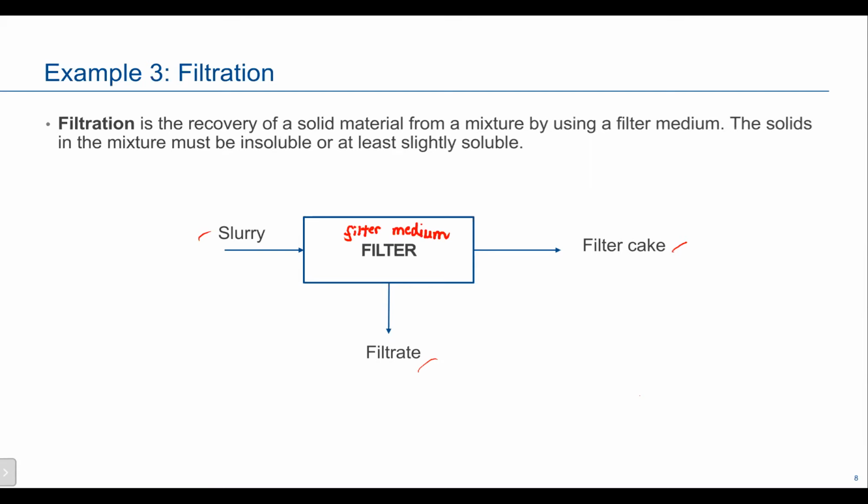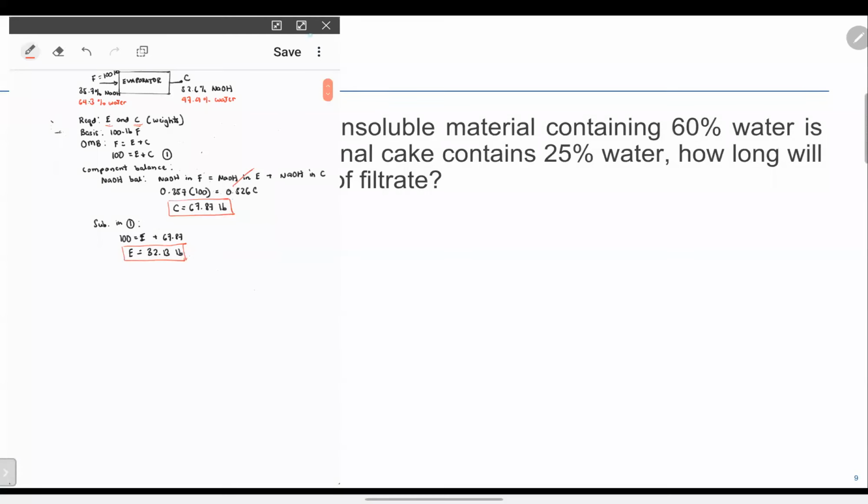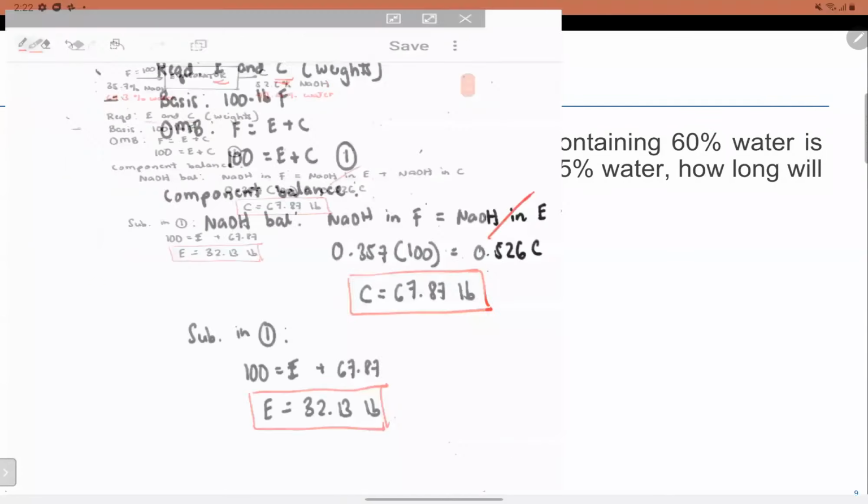Okay, as far as bioprocess, let's answer some problems involving filtration. So I have one here, and this one is also very simple. So we have 15,000 pounds of slurry of an insoluble material containing 60% water. It's filtered every hour. Okay, so if the final cake contains 25% water, how long will it take to collect 5,000 gallons of filtrate? Okay, so later on we will illustrate that. So let me just open a screen here.